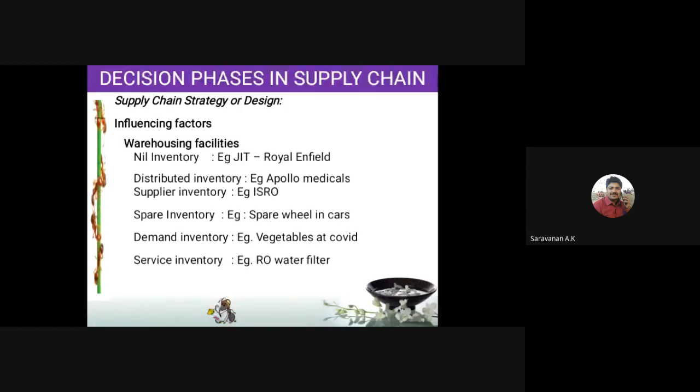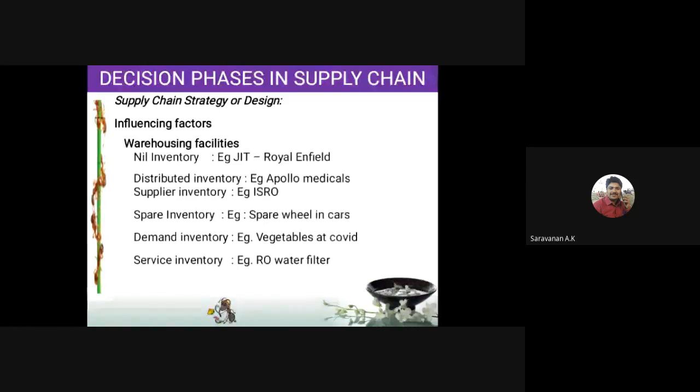Okay, next is the supplier inventory, ISRO. The supplier doesn't know what the product is made for, but they have to make it according to the drawing given by ISRO and give it to them. ISRO may assemble the satellites, rockets and missiles and do their activity. So that is supplier inventory. Without knowing what the product is for, the supplier will manufacture that thing.